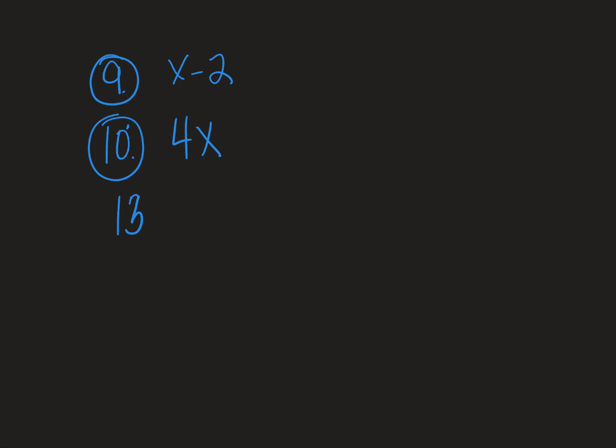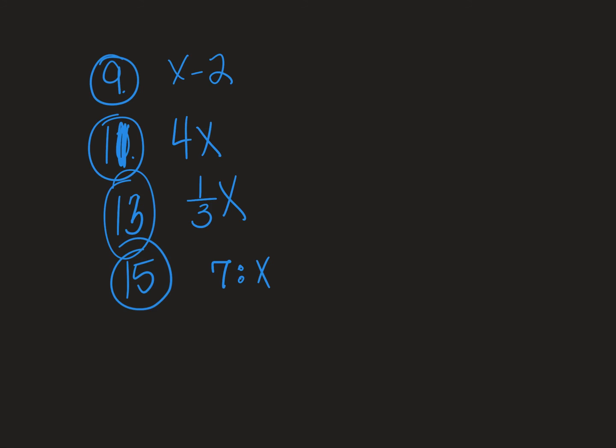Number 13, that's actually number 11. Number 13 says 1/3 of a number. Well, we know 1/3 of, a fraction of a number, means you're multiplying a fraction times a variable. So it'd be 1/3 x, which is the same thing as 1/3 times x. So number 15 says the ratio of 7 to a number. You know how we wrote ratio: 7 to a number, you're always going to write it in fraction form, which is 7 over x. Okay?